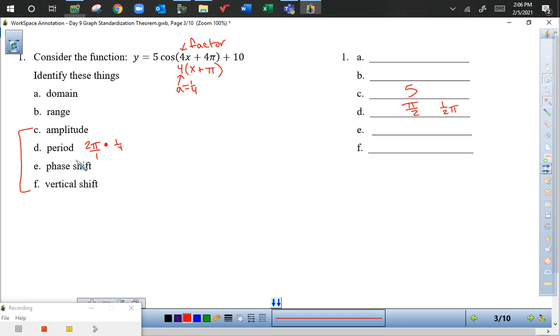Phase shift, just like with purple note card way back when, if you see a plus, it means minus, it means left. So we're going to give the direction with it. We're going to the left pi here. Vertical shift, what you see is what you get, just on the end there, plus 10.